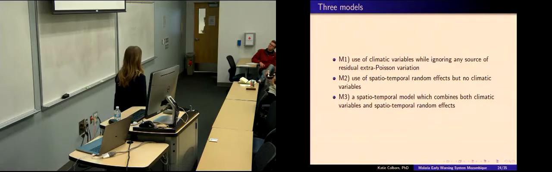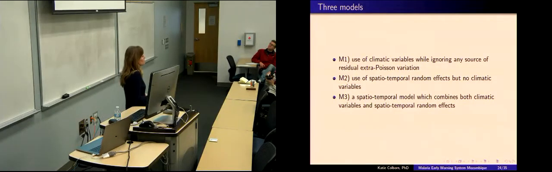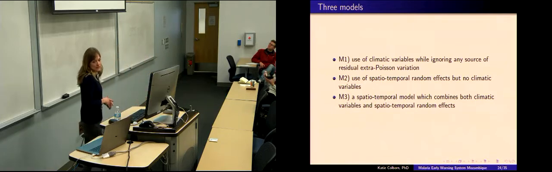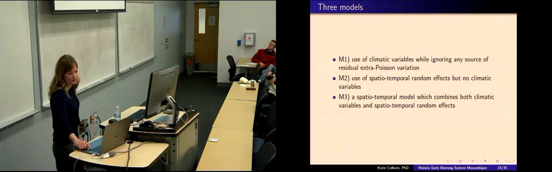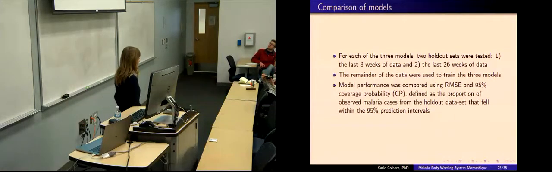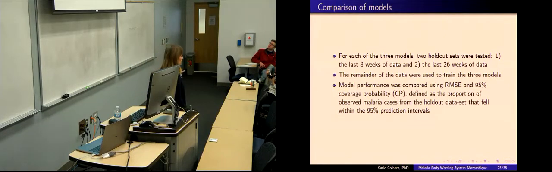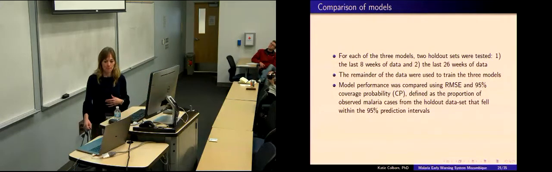So what we wanted to do is just test 3 separate models to see if our framework was working well. So the first model, we just used climatic data, no spatio-temporal random effects. In the second model, we used just the spatio-temporal random effects and no climatic data. And the third is the comprehensive model, where we include both. For each of these, we tested on the last 8 weeks of data as the holdout test set, and also 26 weeks to see how well we do predicting further out in time.